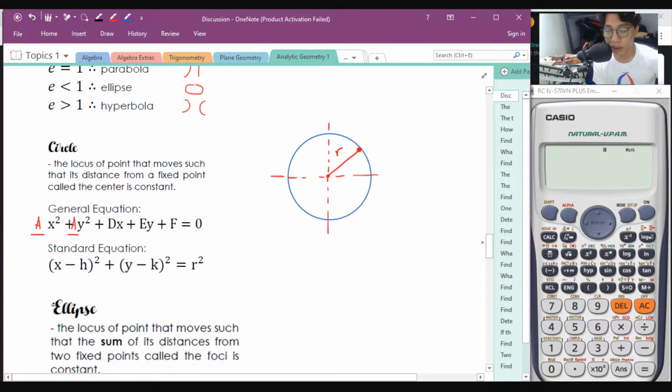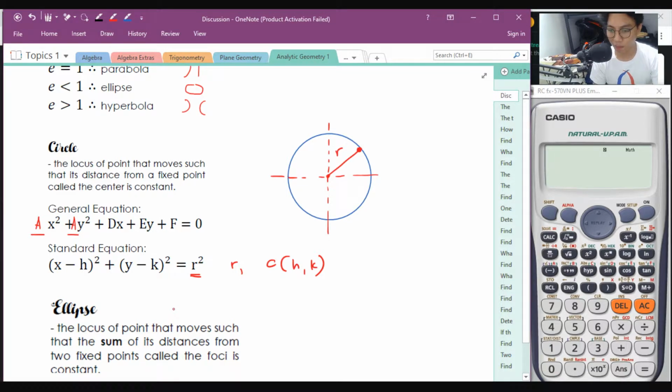Now, for the standard equation, where your radius is known, and the center is at h and k. This is the standard equation. Okay? That is, parenthesis x minus h is squared, plus parenthesis y minus k is squared, equal to r squared.